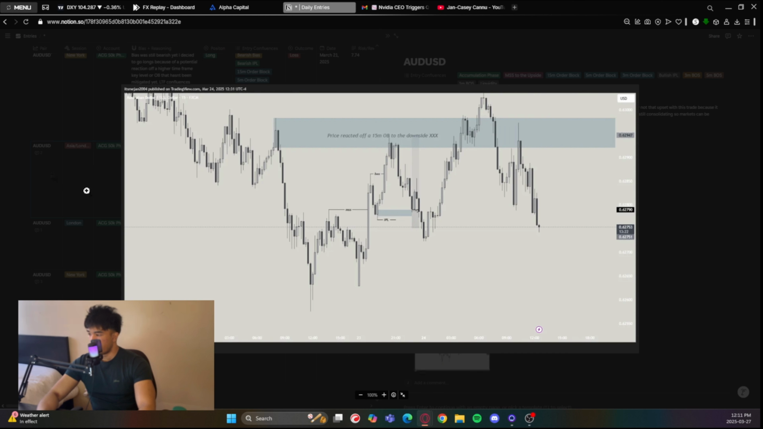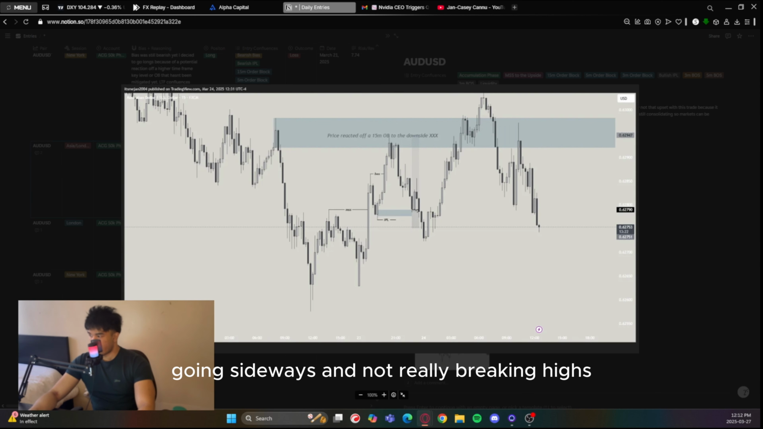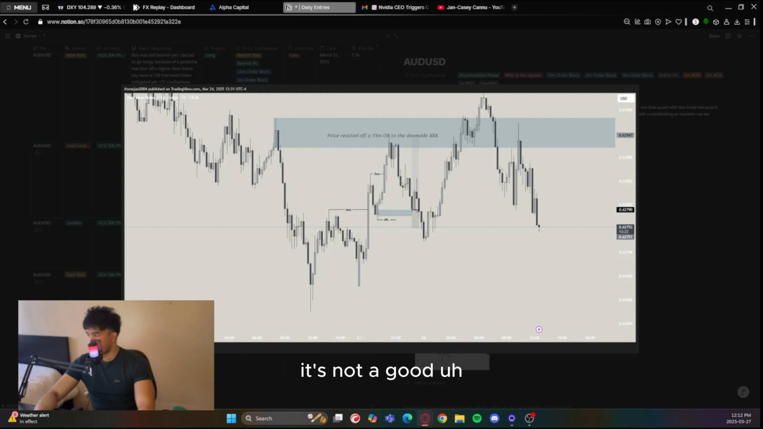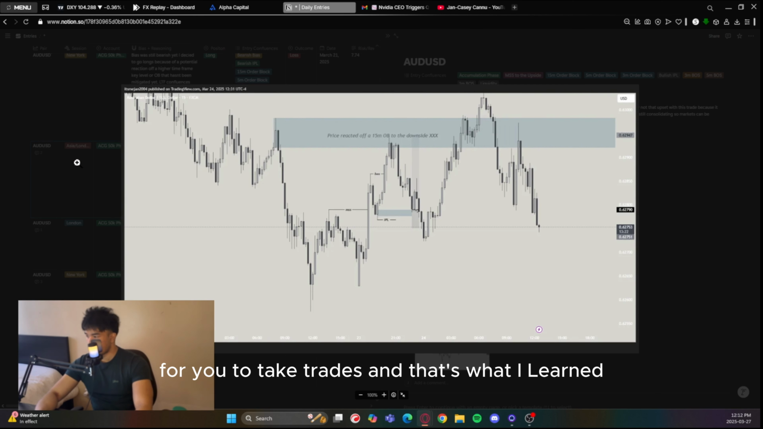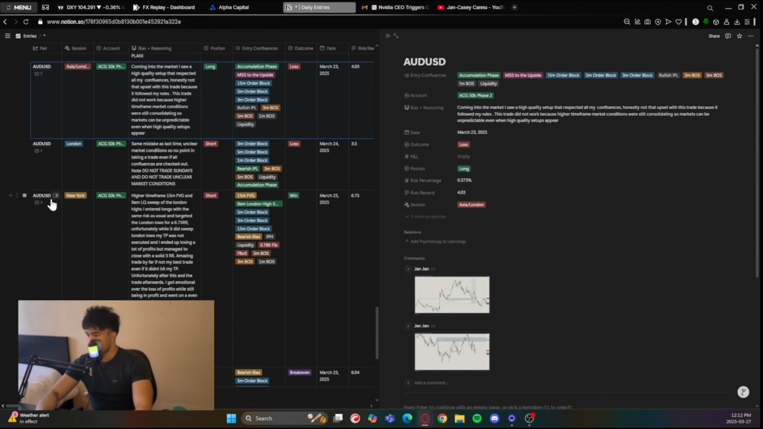So unless you wait for an actual break to the upside of a higher time frame structure, then that's where, if it breaks above, you could look for longs. But if it's accumulation going sideways, not really breaking highs, it's not a good condition for you to take trades. And that's what I learned. Well, that's what I've been kind of going through lately with my failed trades.